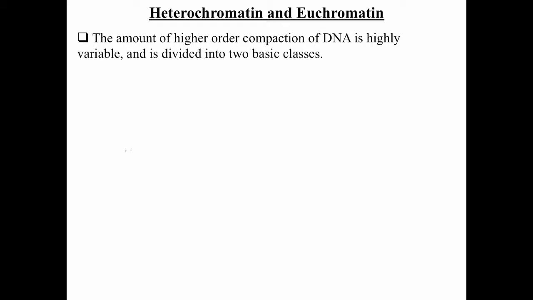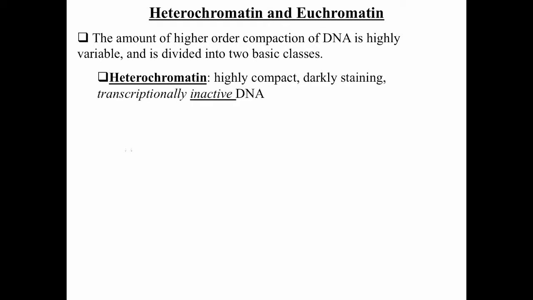The amount of this higher order compaction of DNA is actually quite variable, and the chromatin, or the higher order structures, are divided into two basic classes called heterochromatin and euchromatin. So heterochromatin is chromatin that is really, really highly compact. If you were to stain a chromosome for DNA, you would see that heterochromatin is very highly compact and dark staining.